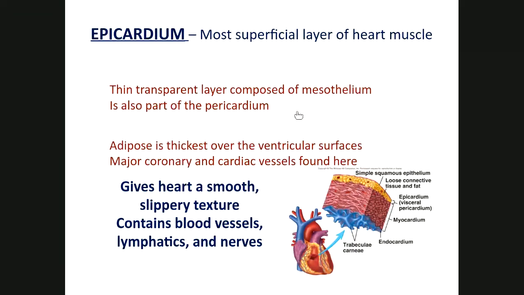So let's break these down in a little more detail. The most superficial layer is called the epicardium. It's also covered by adipose tissue over the ventricular surfaces, and the coronary vessels sit in the epicardium. So this outer layer gives the heart a smooth and slippery texture, which will contain blood vessels, lymphatics, and nerves.